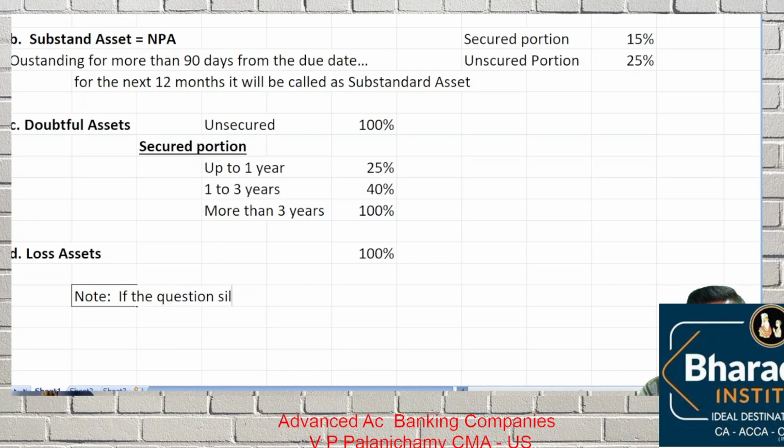Please note this also. If the question is silent, assume that the NPA or doubtful assets are which one? Secured portion.